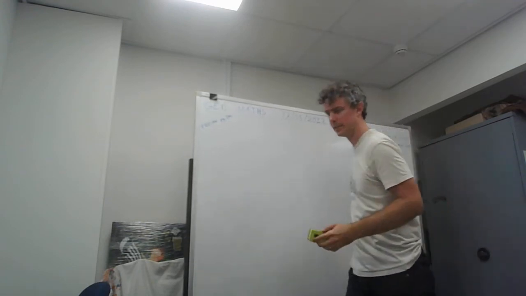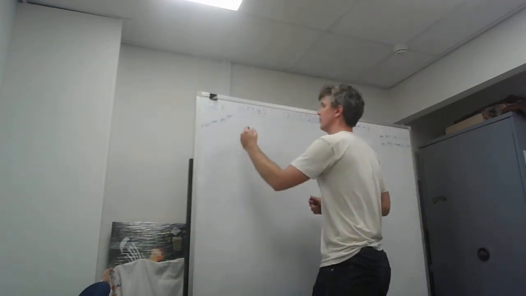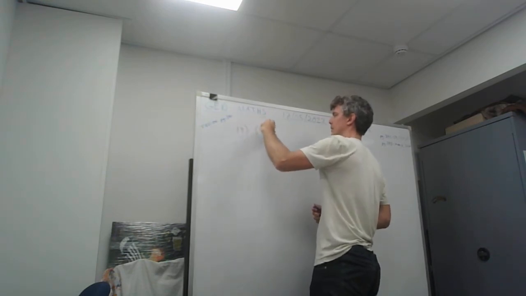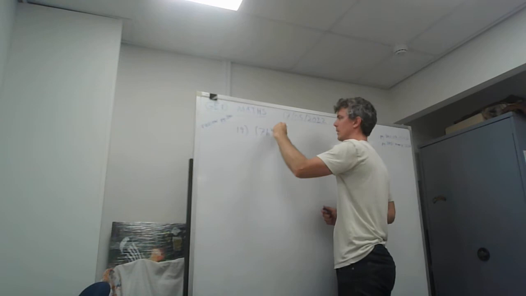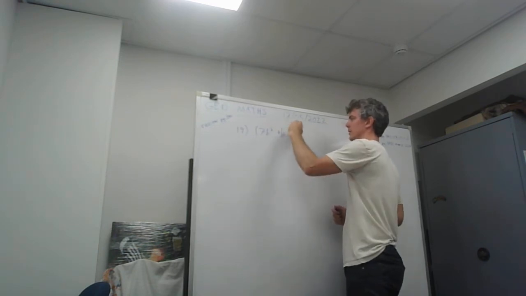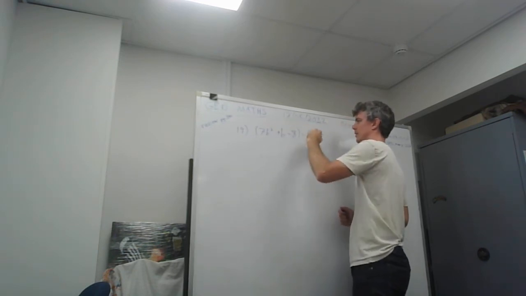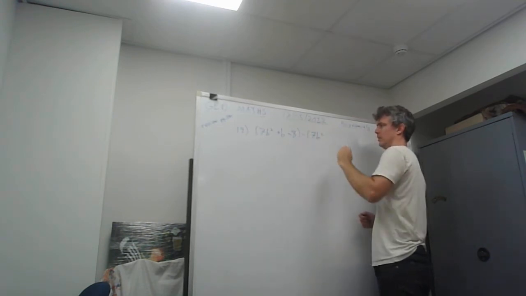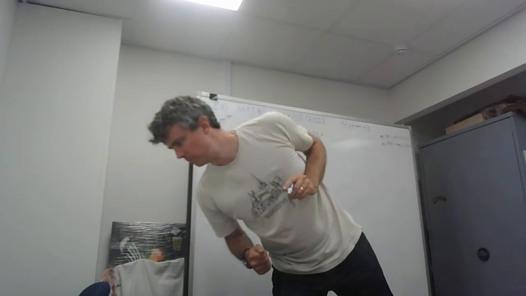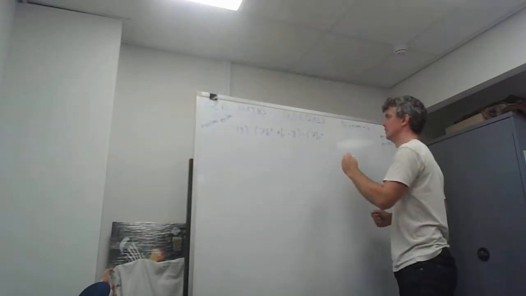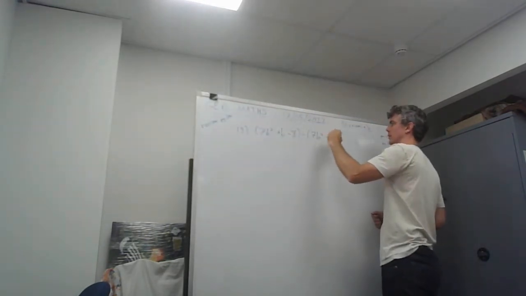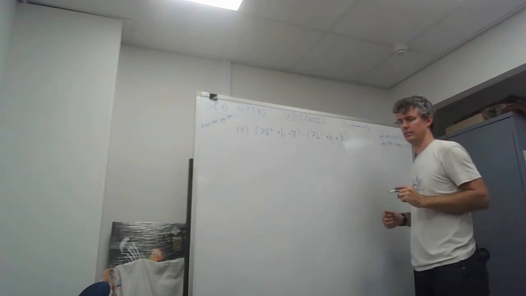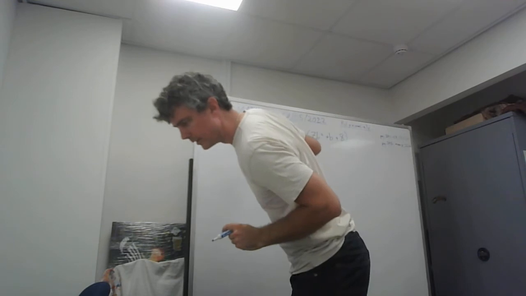Right, number 19. It's 7b squared plus b minus 8, bracket, minus, 7b squared plus b plus 8. Is it minus 8 or plus 8? No, plus 8.